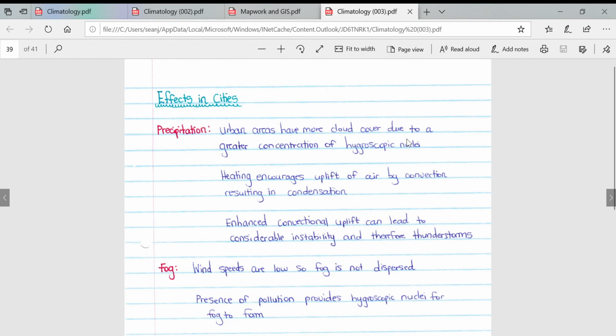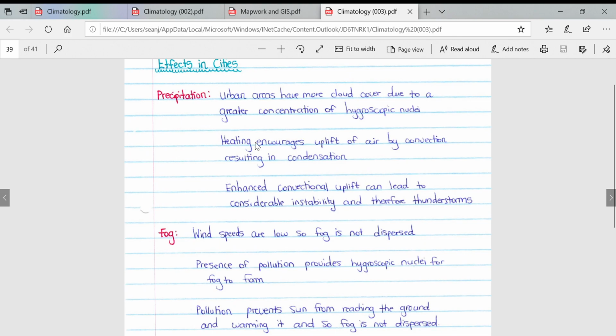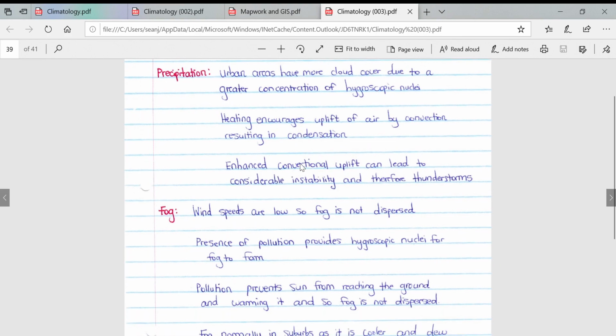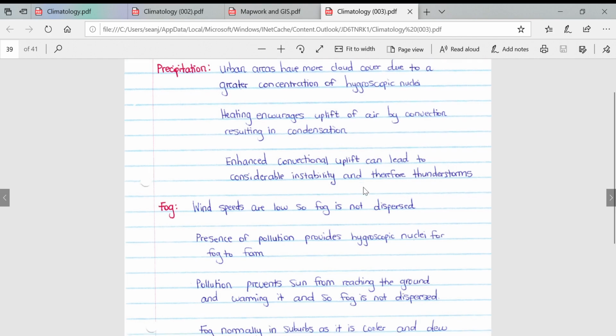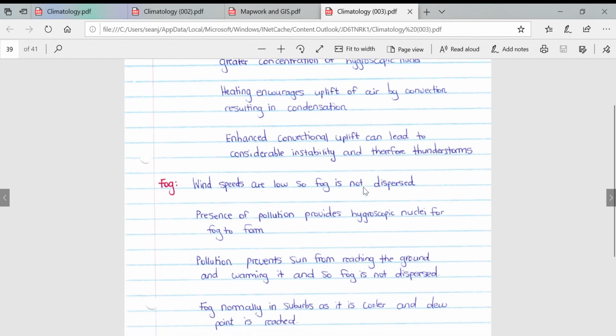If we look at the effects in cities in terms of precipitation, urban areas have more cloud cover due to greater concentration of hygroscopic nuclei. Heating encourages the upliftment of air by convection, resulting in condensation. Enhanced convectional upliftment can lead to considerable instability and therefore thunderstorms.